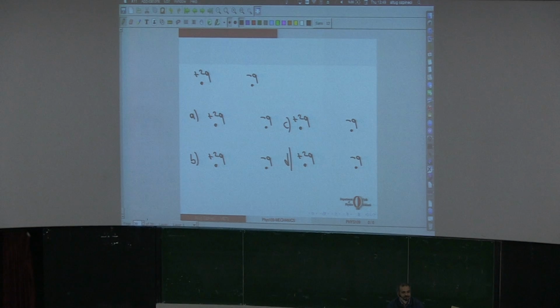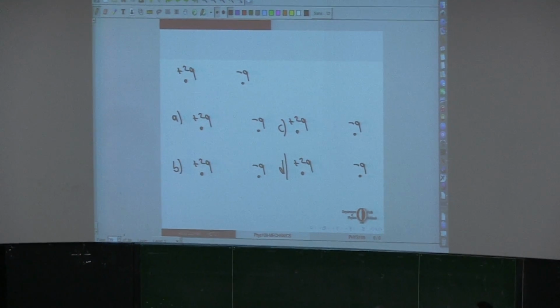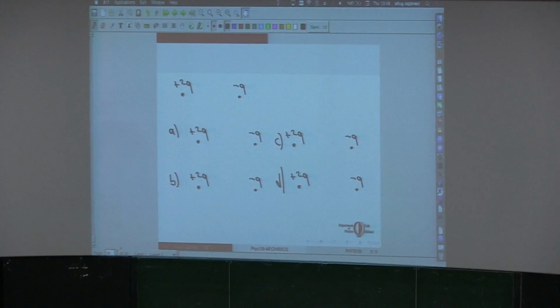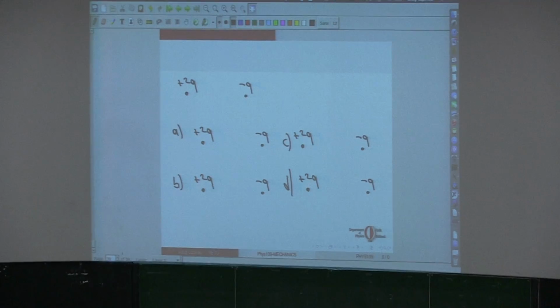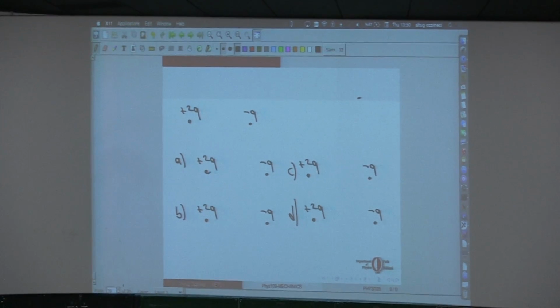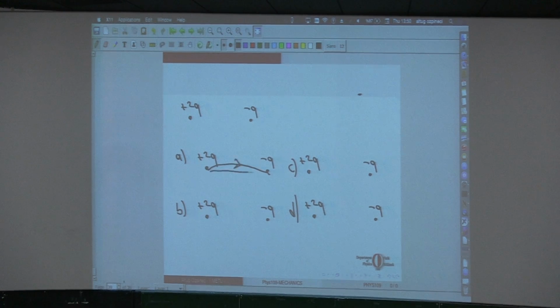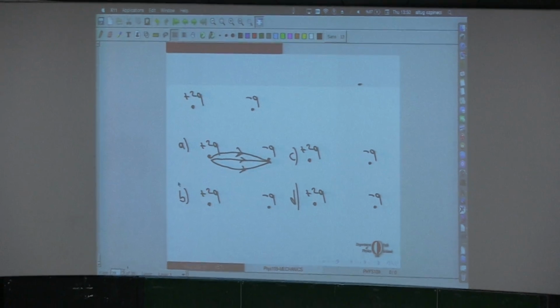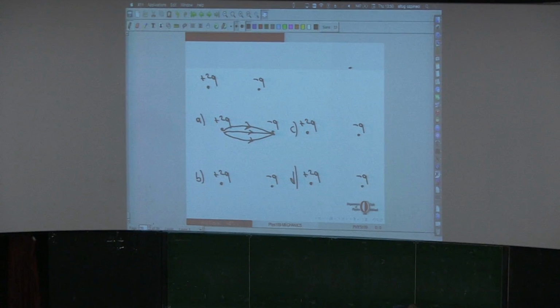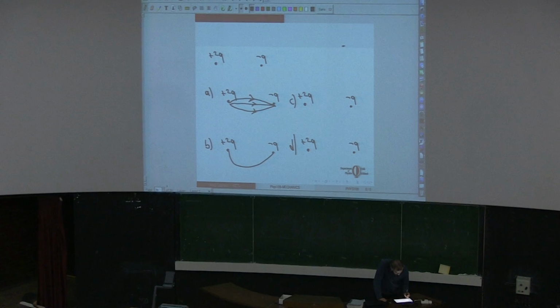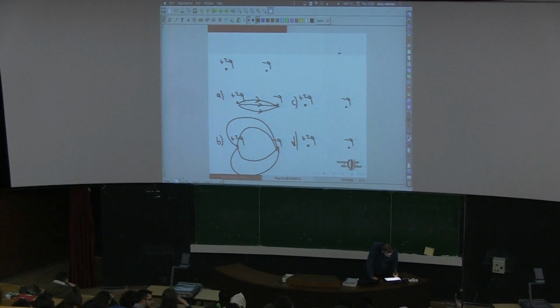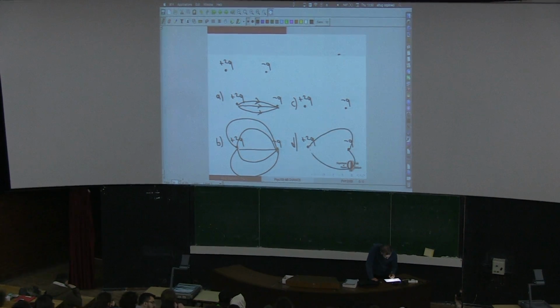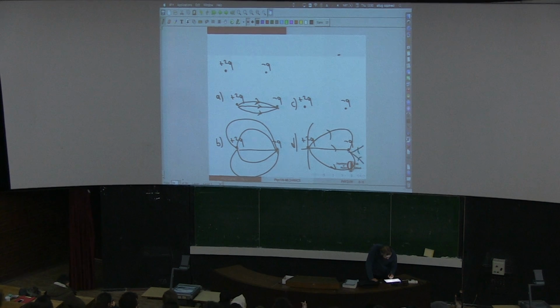Okay, so this is one. So what do you think the electric field lines will look like? So you are saying that it will look more or less like the previous case, right? Okay, they will be closer, but more or less the same. So let's say this is the second choice. This is the third choice. And the fourth choice.